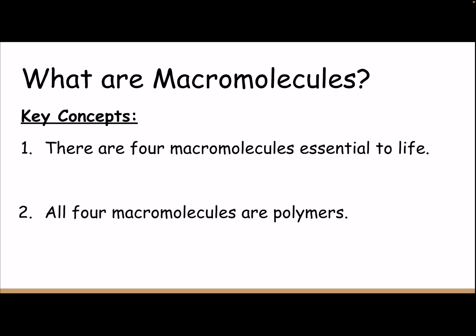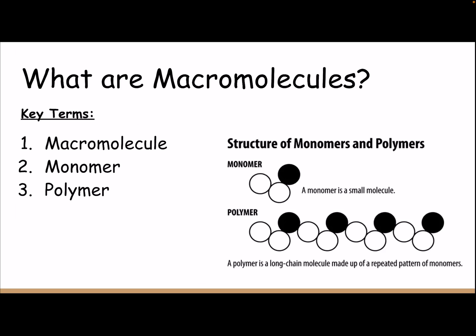but we're going to take a deep dive into exactly what they do for the cell. The second concept is that all four of those macromolecules are made up of monomers and polymers. Each of those macromolecules is a polymer. So we're going to dive into exactly what that means. When we're talking about macromolecules, we're looking at parts of the cell on a very microscopic level.